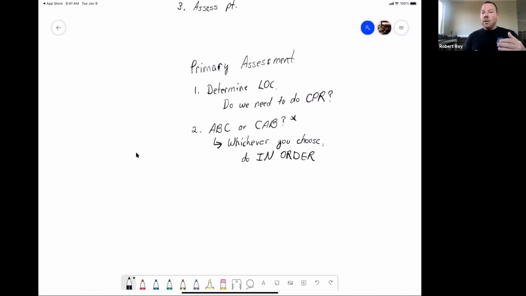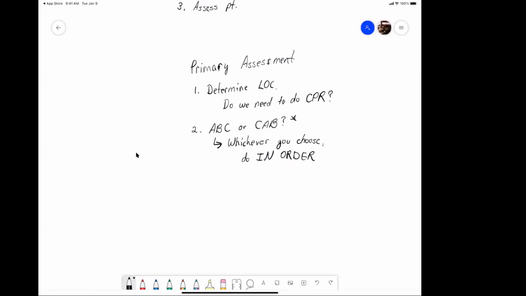First thing we want to do, and it has to be in order, A is airway. All right. So what do we worry about with airway? Somebody give me a quick down and dirty of what the airway entails. You check to see if it's clear. It's like any obstruction in it. Good.